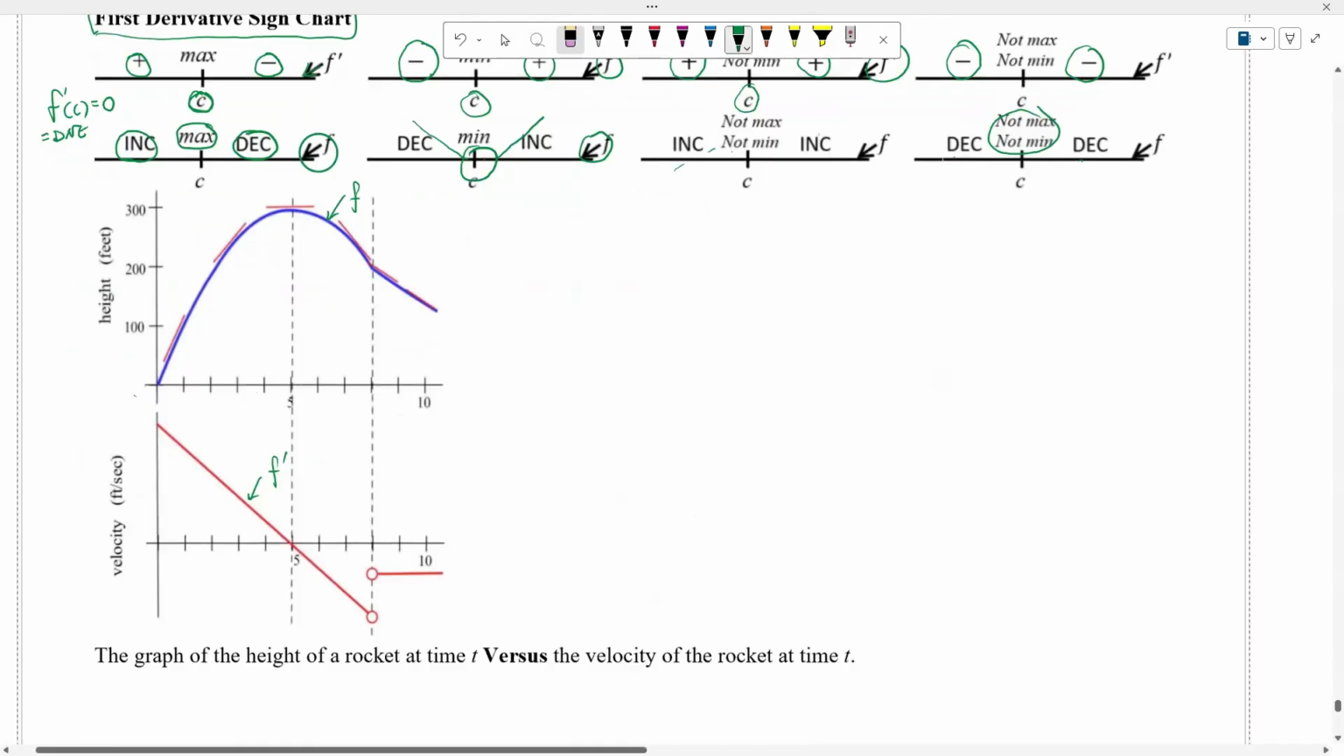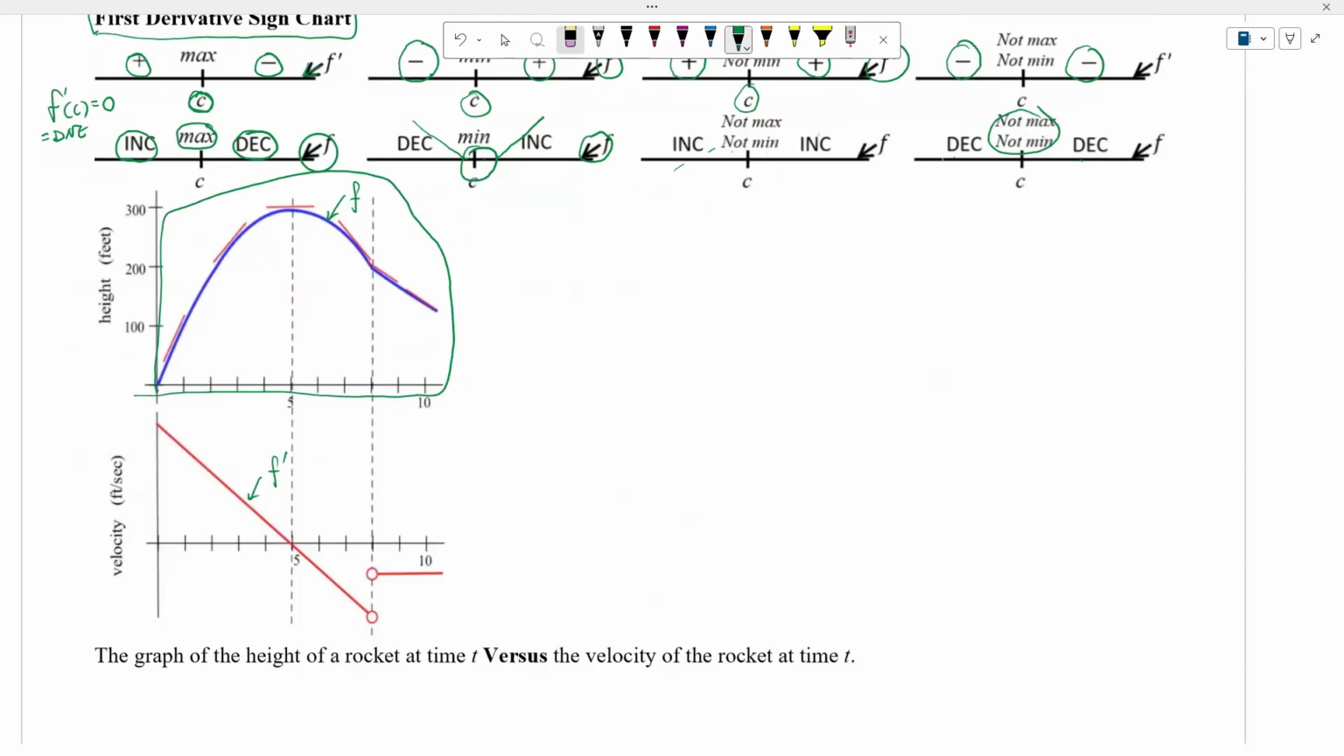The top function here is a position function, related to height versus time. And this function right here is the velocity function. Now let's see how we graph the function from f to f prime. Here is the step or procedure that I'm looking for.